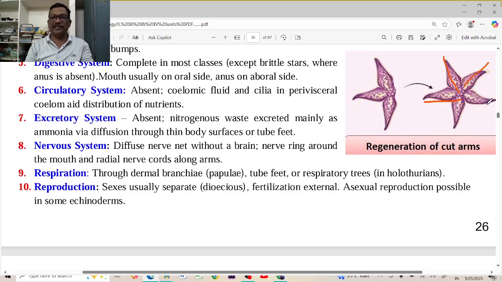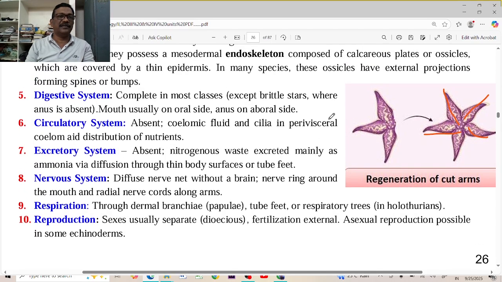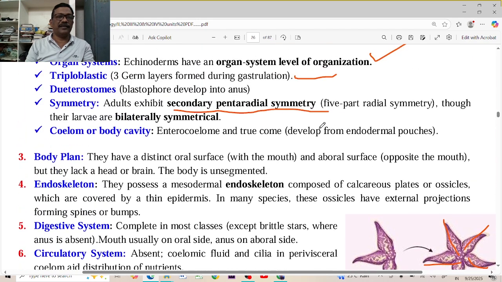This is pentaradial symmetry. Next, coelom or body cavity. During embryonic development, the coelom is formed from the splitting of mesoderm, which is developed from the endoderm. The coelom formation is enterocoelomate. Here the enterocoelom or true coelom is developed from the mesoderm. This coelom is developed from cells differentiated from the endodermal pouches. That's why this is called enterocoelomate.